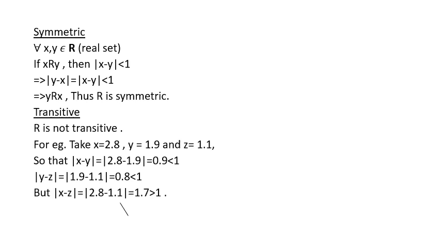But modulus x minus z is equal to 2.8 minus 1.1, which is equal to 1.7, which is greater than 1. That is, x related to y, y related to z, but x is not related to z. That is why the property transitivity does not hold here. Therefore, R is not an equivalence relation.